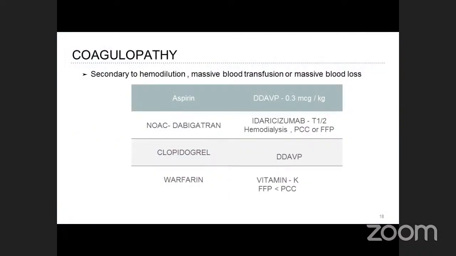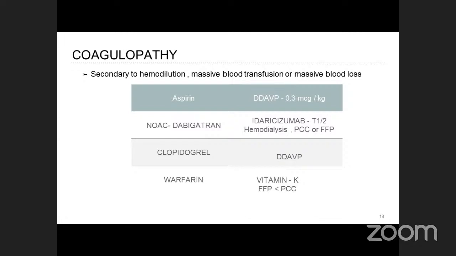Since massive blood transfusion or resuscitation would always lead to coagulopathy, when we are talking about reversing the causes of bleeding, patients who are on aspirin or clopidogrel can be reversed with desmopressin using 0.3 mcg per kg, and those who are on warfarin can be reversed with vitamin K or prothrombin complex concentrate, which has shown to have better effects when compared to FFP transfusion.